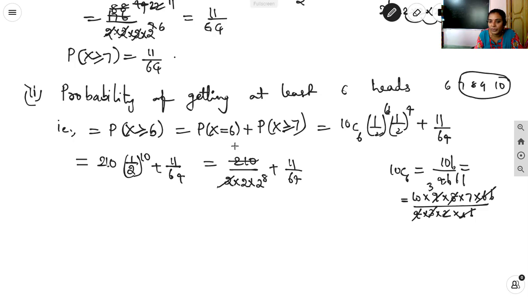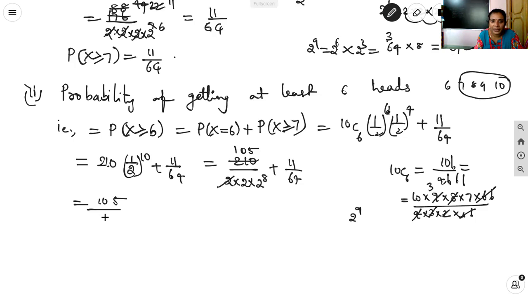2 ones are 2, 2 5s are 10, so 105. 105 by 2 power 9. Here 2 power 6 is equal to 64. 2 power 9 equal to 2 power 6 into 2 power 3. 2 power 6 is 64 into 2 2s are 4, 4 2s are 8, 8 times 64 is 512.